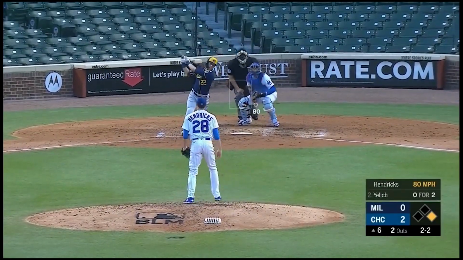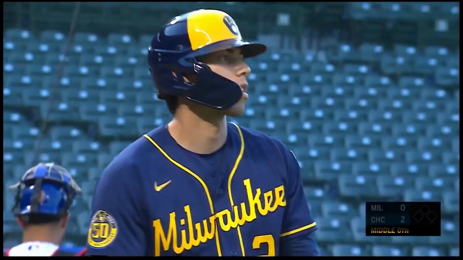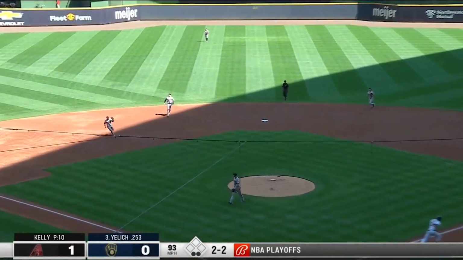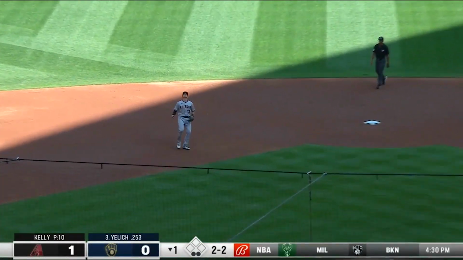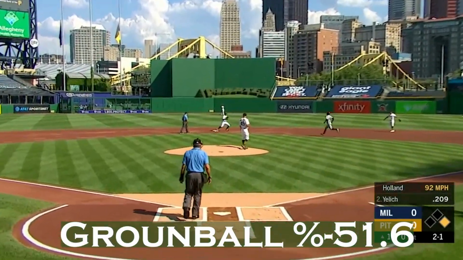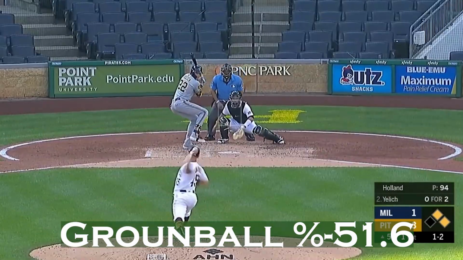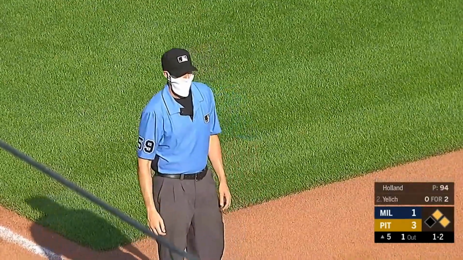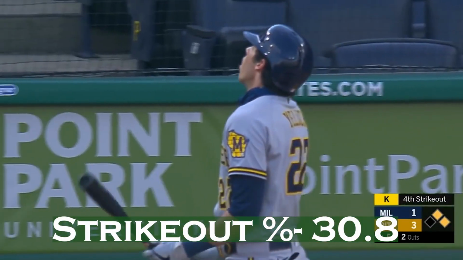Christian Yelich's launch angle no longer met the threshold of 10 to 25 degrees, which correlates to the most success. In this year, Christian Yelich's launch angle was just producing more ground balls. He had 51.6% of his contacts result in ground balls, and he was also striking out a lot more, with a 30.8% strikeout rate.